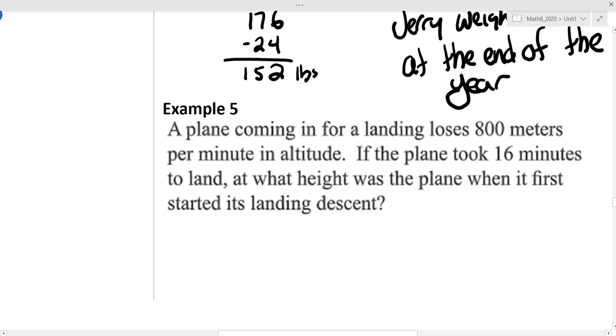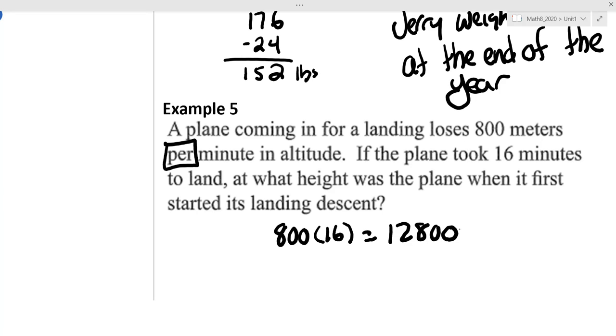I had 12,800. And how did you come up with that? I went 800 times 16. So he's falling down 800 meters per minute, and there's 16 minutes, so 800 times 16. And whenever you see the word per means multiply, okay? So that's just a mathematical clue there. Like you see the word per, you're going to be multiplying. So 800 times 16, and yes, it was 12,800. Right?